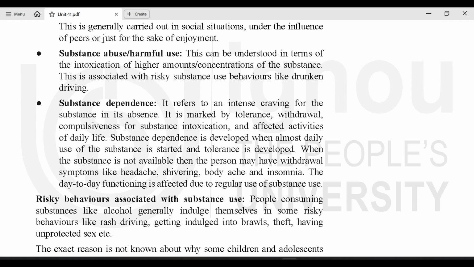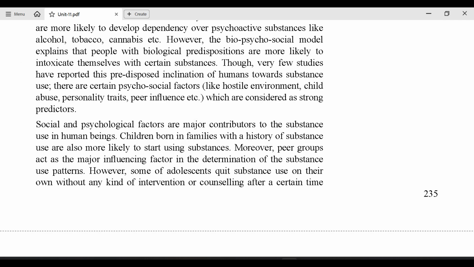Risky behaviors associated with substance use. People consuming substances like alcohol generally indulge themselves in some risky behaviors like rash driving, getting indulged into brawls, theft, having unprotected sex etc. The exact reason is not known about why some children and adolescents are more likely to develop dependency over psychoactive substances like alcohol, tobacco, cannabis etc.